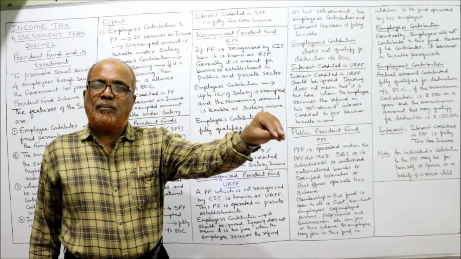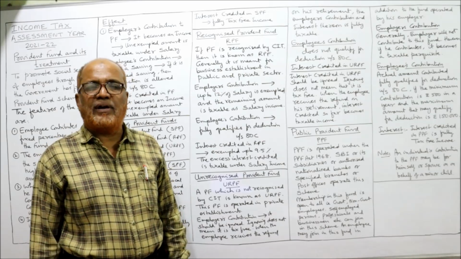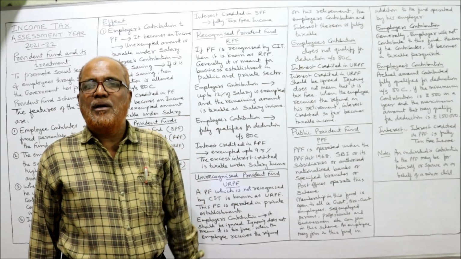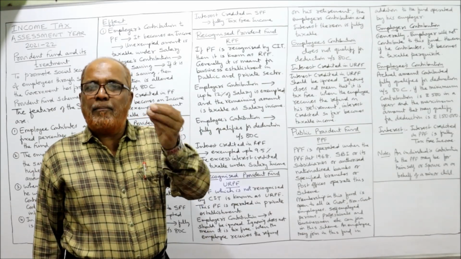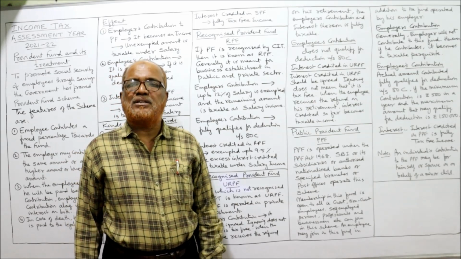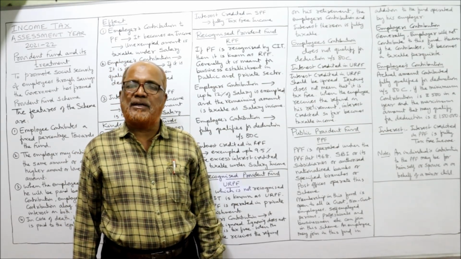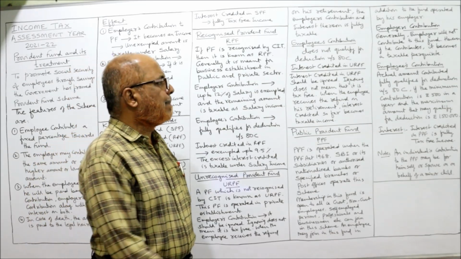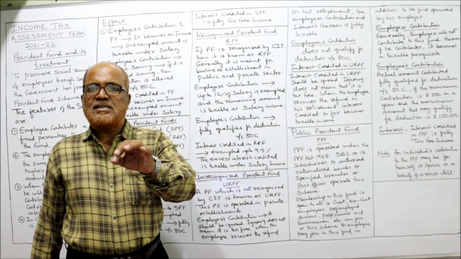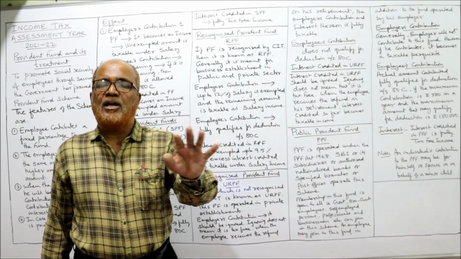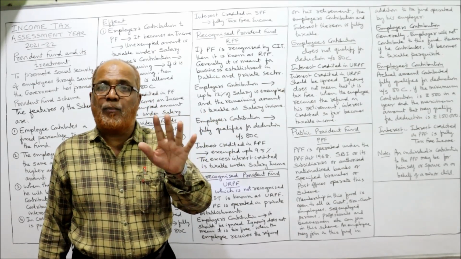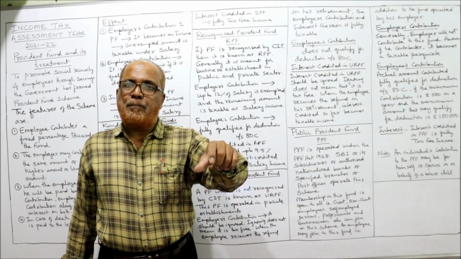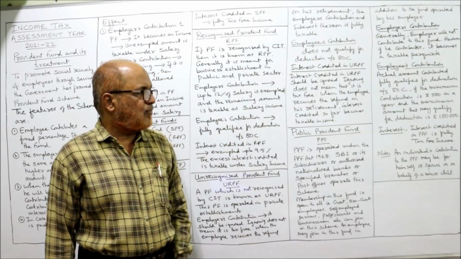Now, employee's contribution. Whatever the employee contributes in PPF will qualify for deduction under section 80C. But the limit is a minimum of 500 rupees and a maximum of 1,50,000 rupees that can be deposited by any person. He can get deduction under section 80C. Now, interest. Interest credited in Public Provident Fund is fully tax free. Remember, very important. You will come across it in the coming problems.